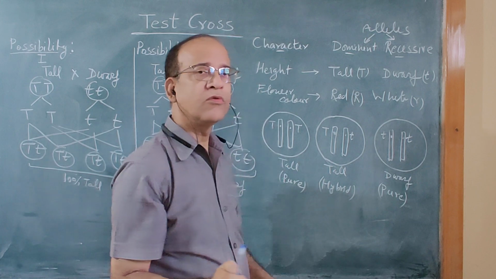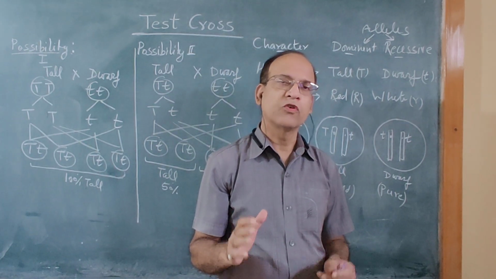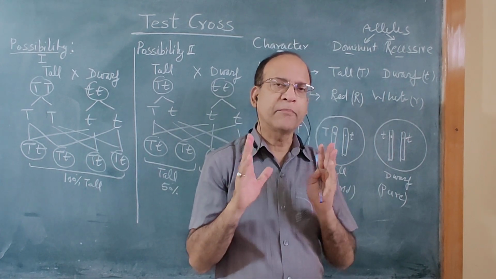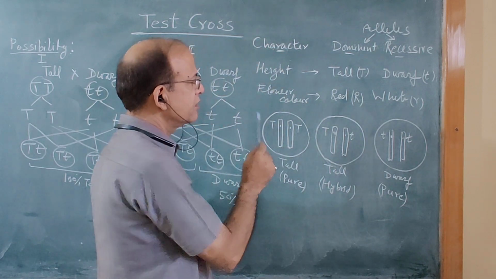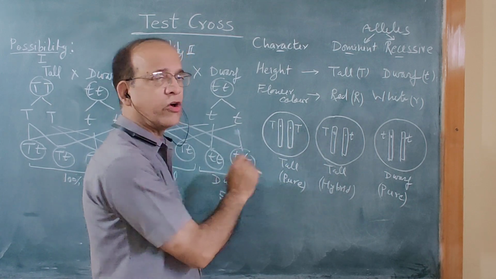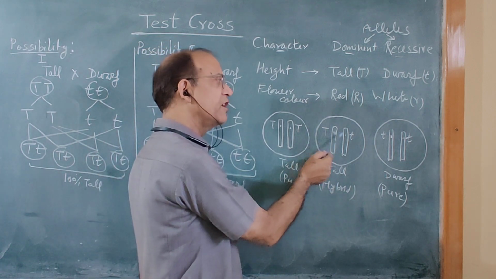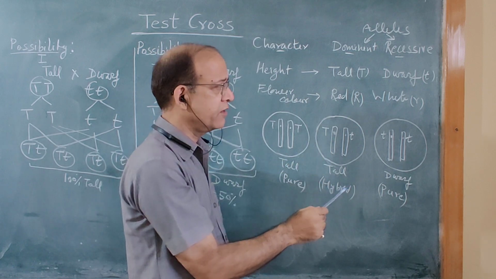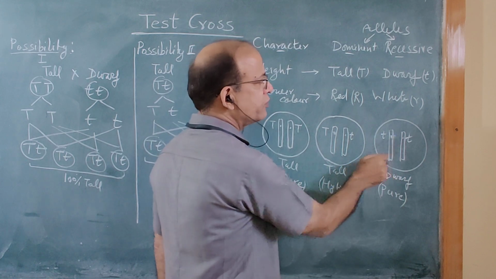Right? Because each organism is diploid, chromosomes are present in pairs. So each organism has a pair of alleles. If someone has the pair capital T capital T, naturally it will be tall. Another organism having capital T, small t will also be tall because capital T is dominant. But if someone is small t small t, it will be dwarf because both are recessive.